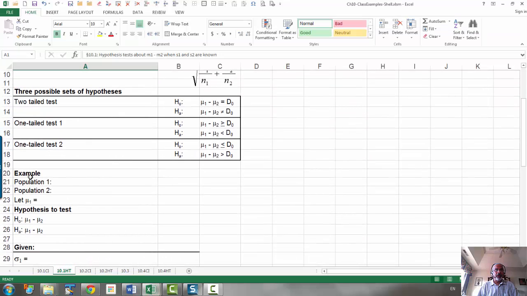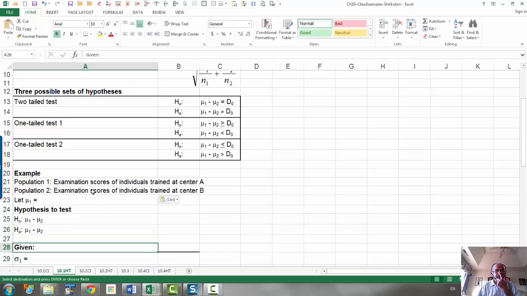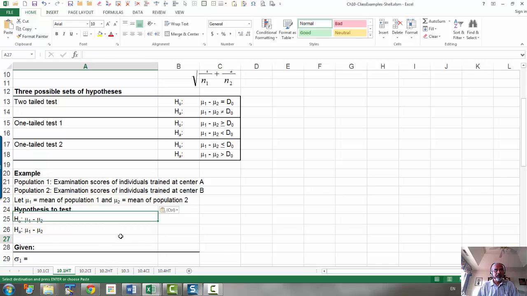So we have population 1 and population 2, which are examination scores from training center A and training center B. And then we have mu sub 1 and mu sub 2. Mu sub 1 is the mean examination score for all the individuals trained in center A, and center B will be mu sub 2. So we have defined mu sub 1 and mu sub 2.